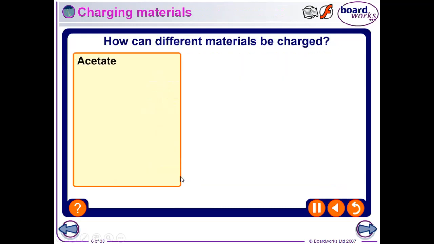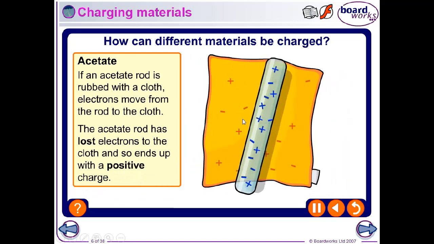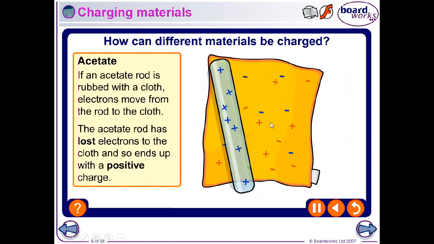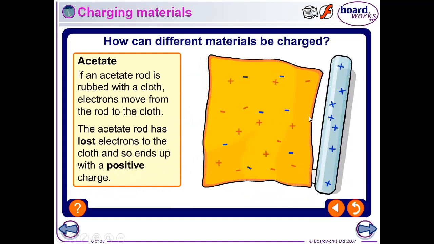So let's have a look at acetate. Okay, acetate rod and a cloth. Electrons tend to move, if we rub it, from the rod to the cloth. So acetate tends to build up a positive charge because it's lost electrons, transferred them to the cloth.